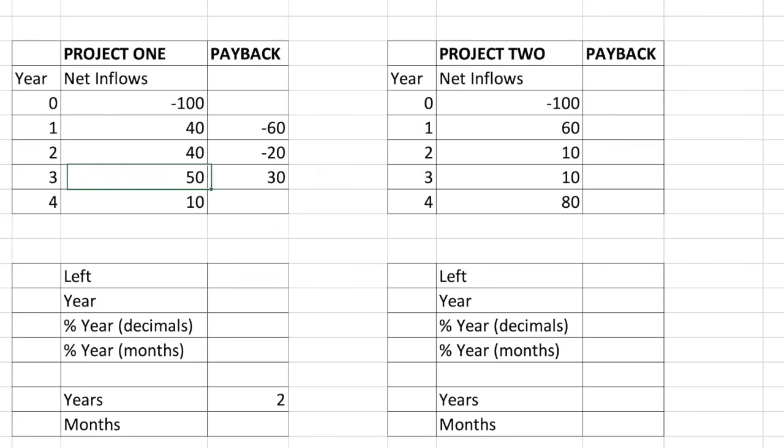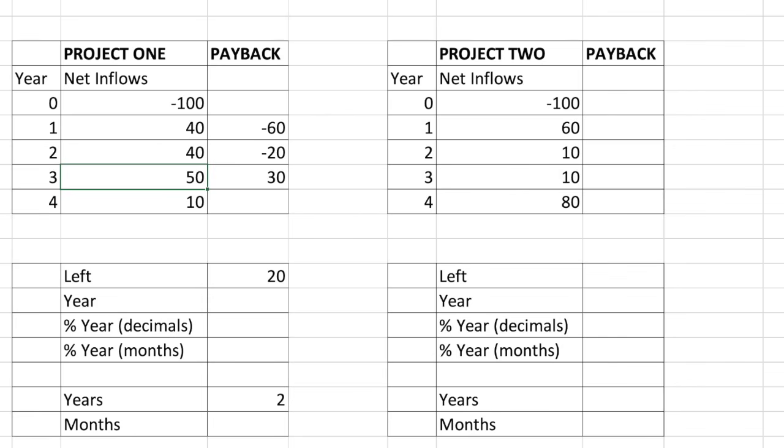So we can see at the end of year 3, we had paid back the 100 and another 30. So to do the interpolation, to work out the months, what you will do is take how much you had left going into the year you turned positive. So how much we had left going into the year we turned positive was 20. Put your 20 in. Then you want to take the number of the inflow in that year where you turned positive.